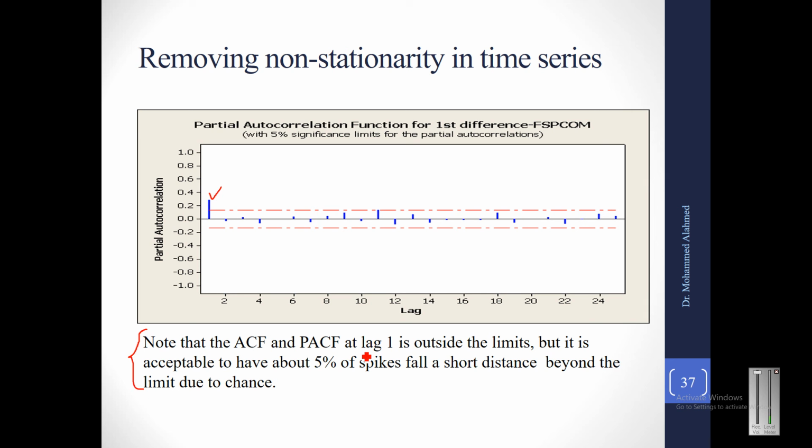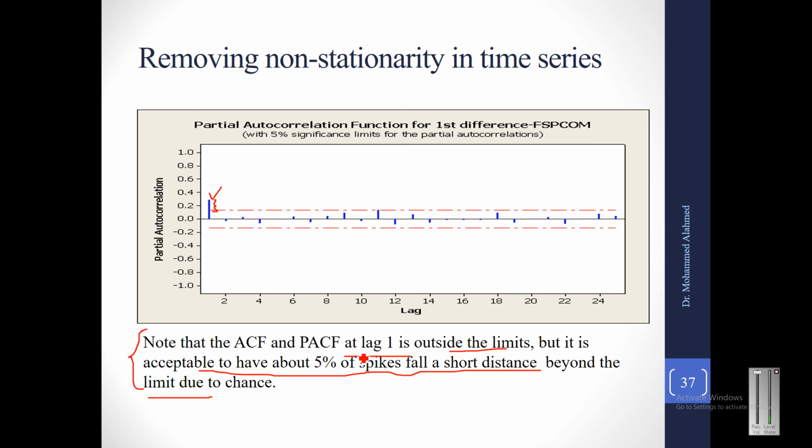An important point: note that the ACF and PACF at lag 1 is outside the limits. In an ideal white noise model we want all of these to be within the limits, but it is acceptable to have about 5% of spikes fall a short distance beyond the limit due to chance. You can see this was the limit, and this distance is very short. So we treat this series at this point as stationary.